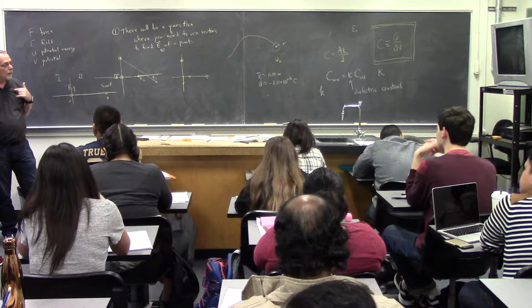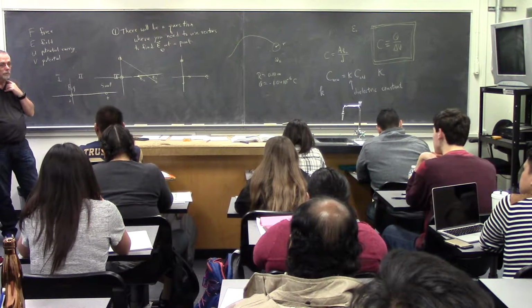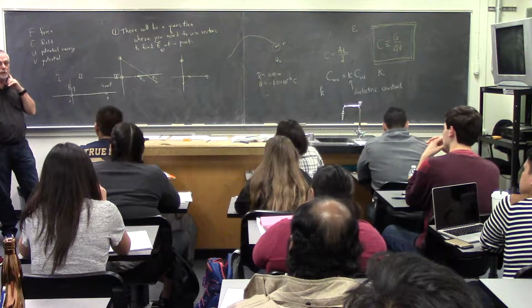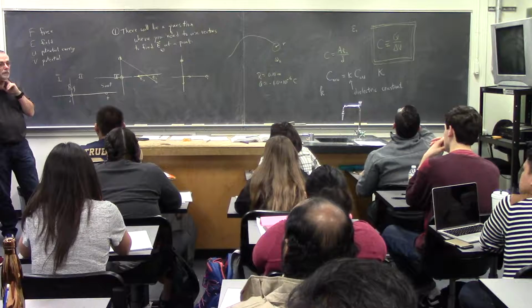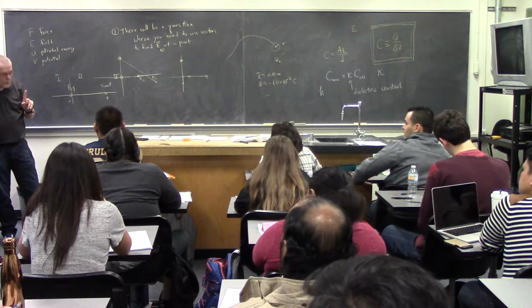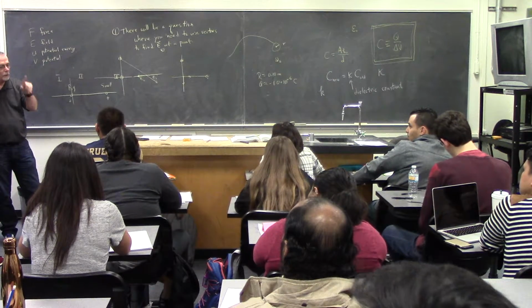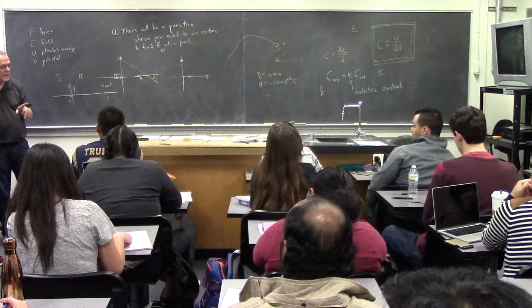Could I ask what the potential energy of this system is? Yes, because U is k Q1 Q2 over r, where r is the distance between the 2 charges. So I could ask that of this system.